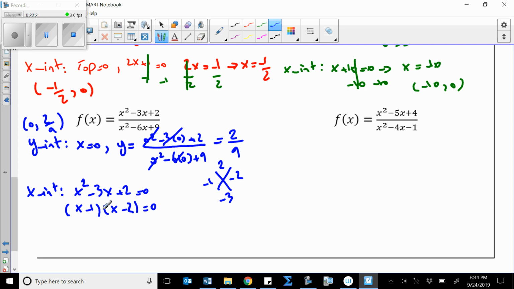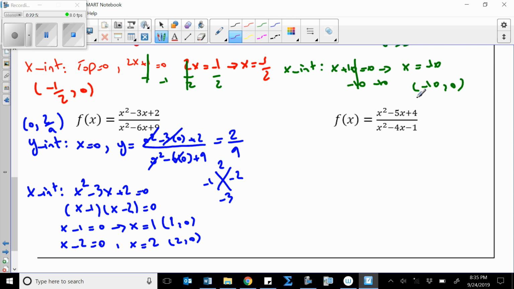Now we just need to set each factor equal to 0 to solve for x. Because if you have something multiplied by something equal to 0, that means one of those things is equal to 0. So you set each of them equal to 0. From here, x minus 1 equal to 0, so x is equal to 1, and x minus 2 equal to 0, so x will be equal to 2. So the x-intercepts are 1 and 0 and 2 and 0.